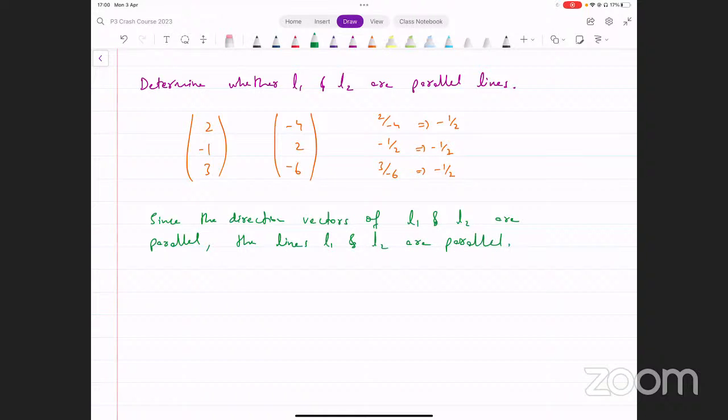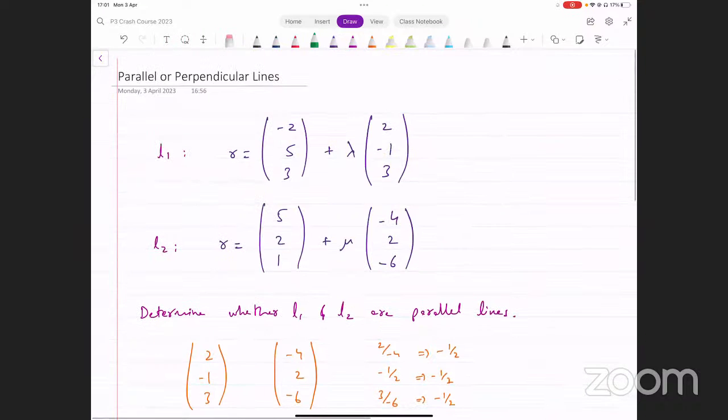All right, so if you're looking to find whether the lines are parallel or perpendicular, all we have to do is check whether their direction vectors are parallel or perpendicular. And that is enough to figure this out.